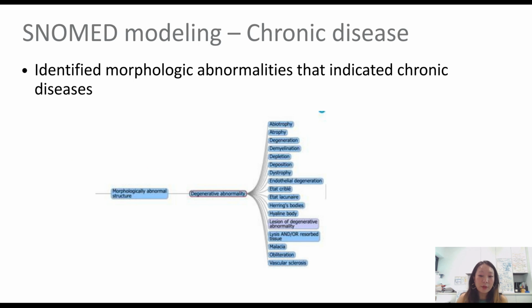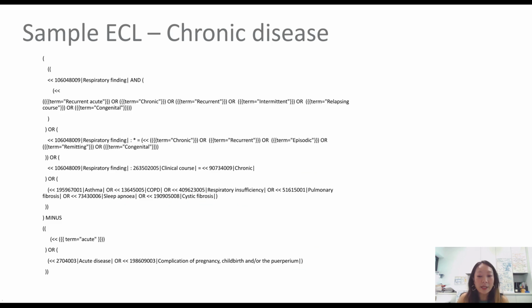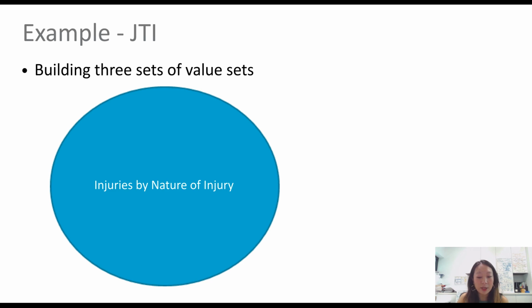Alternatively, you can also find morphologic abnormalities that indicate chronic but might not necessarily say it. So something like a degenerative abnormality would be considered chronic, so I can include that as well. This is just a sample fragment of an ECL query. This one here is for respiratory chronic diseases.